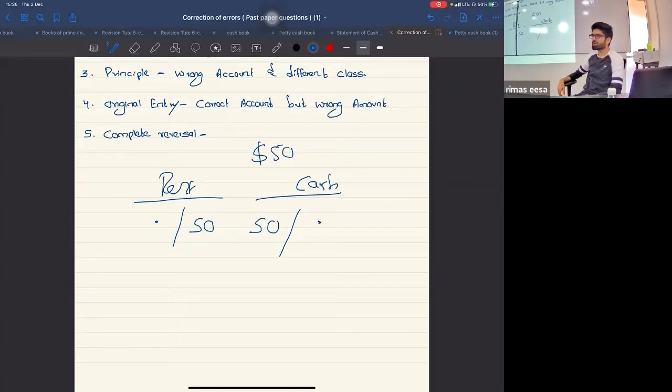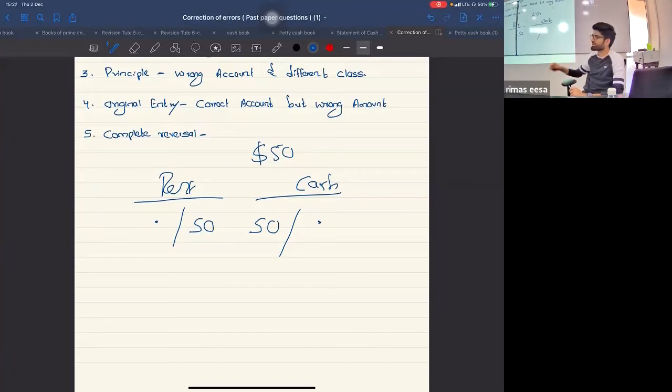What did you do to the cash account? Debit. Opposite. You do the opposite. But my question: have you made a debit entry and a credit entry for the same amount? Yes. So your trial balance will definitely balance.